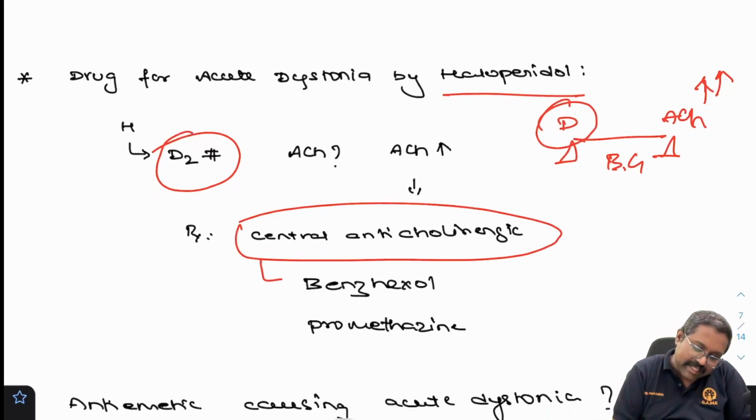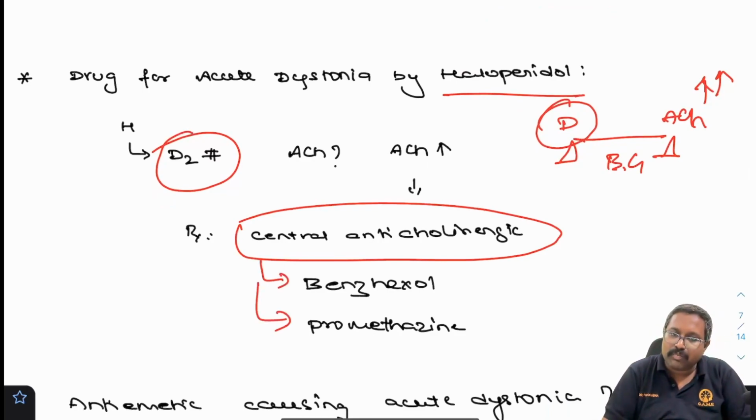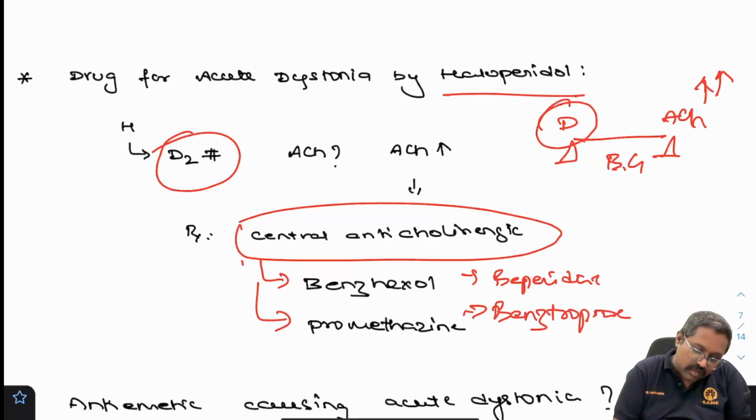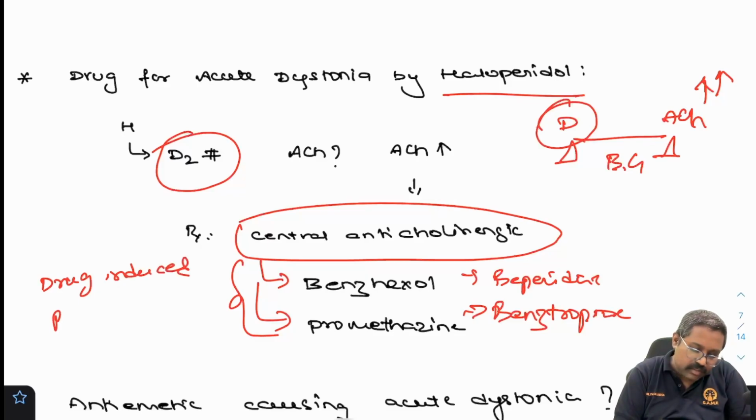So what are the centrally acting anticholinergics? We have benzhexol, we have procyclidine, we have biperiden, we have benztropine. So you can remember it as 3 P's, and benztropine. These are also the drugs used to treat which condition? Drug induced Parkinsonism.